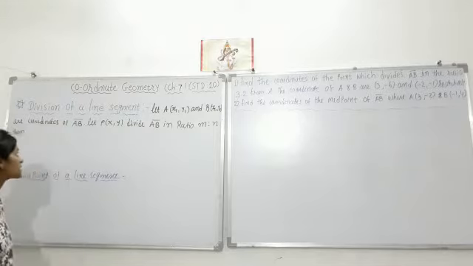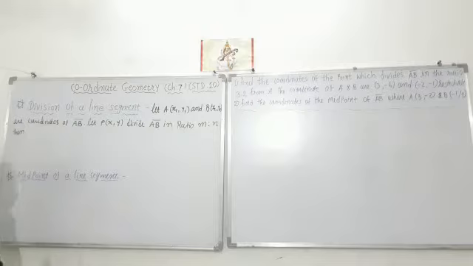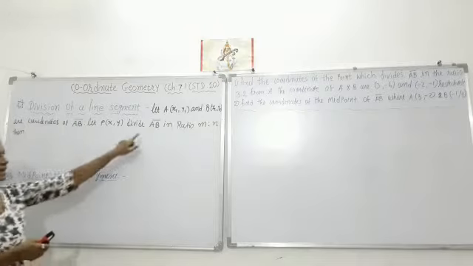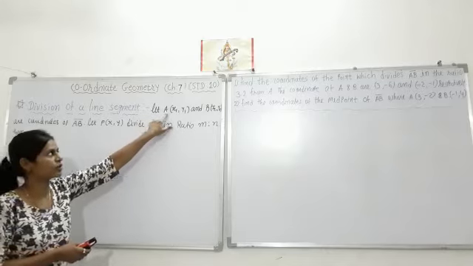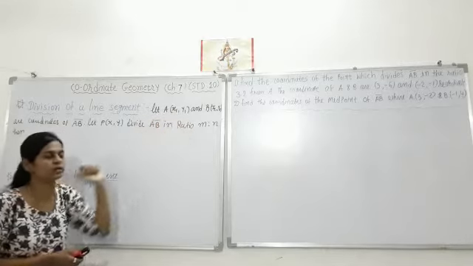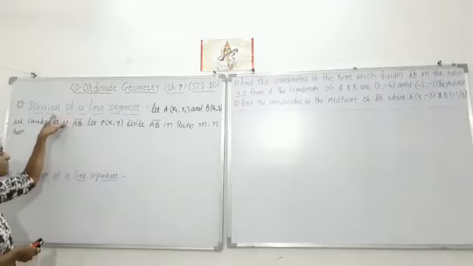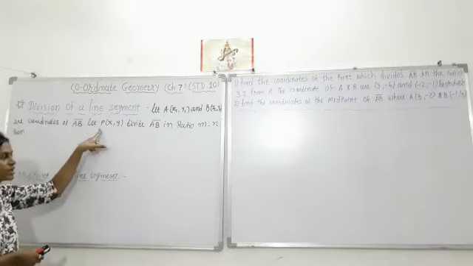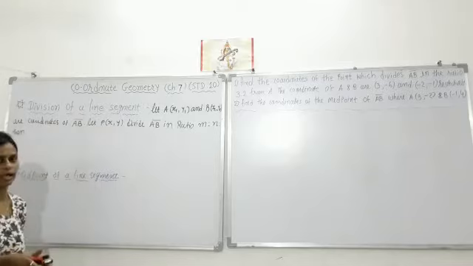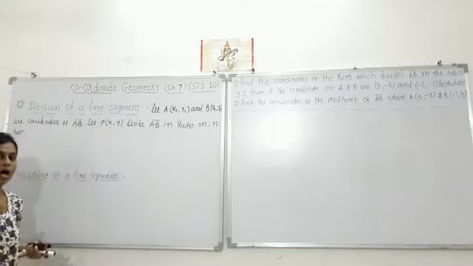Today our topic is division of a line segment. You have one line segment and its coordinates are given. Here we take line segment AB, and the coordinates of A are x1, y1 and the coordinates of B are x2, y2. This line segment AB is divided by some point P of x, y in the ratio m:n. Then how can you find the coordinates of this dividing point?